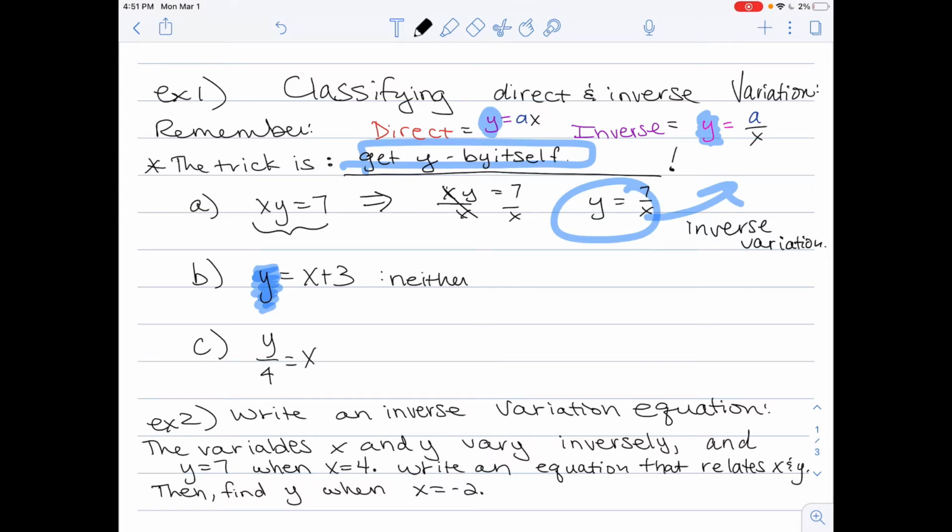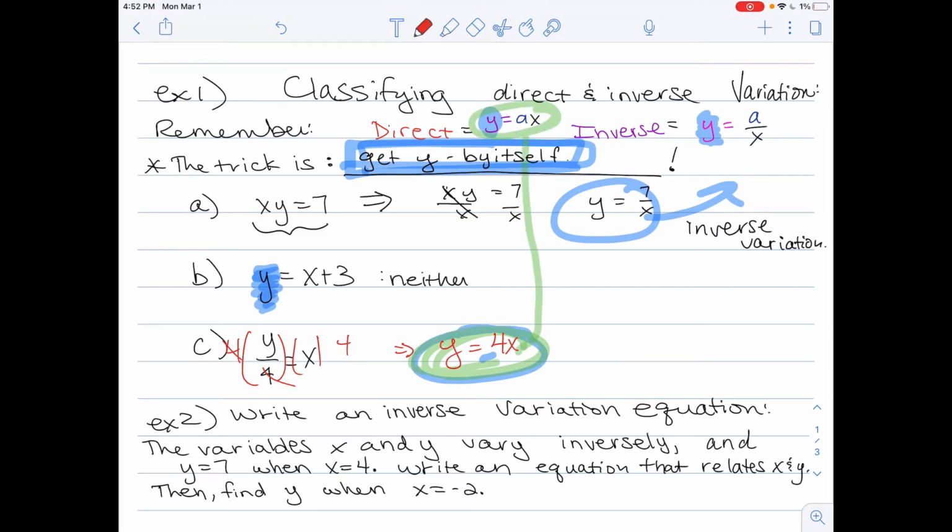And then lastly, for part C, we've got y over 4 equals x. Again, we're going to get y by itself. I'm going to multiply both sides by 4. That will cancel out on the bottom, and we're left with y equals 4x. Doesn't this look just like direct variation right here? So we call this direct variation.